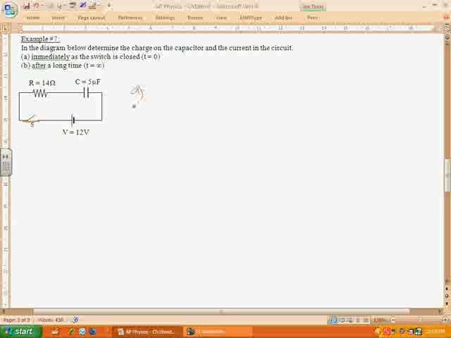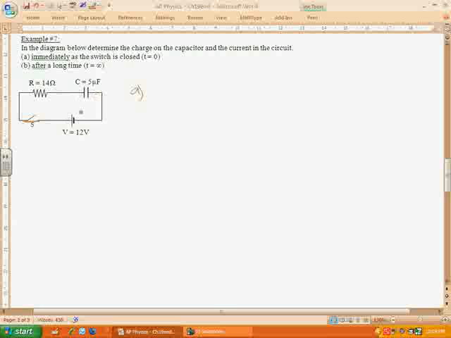So let's just start with A. Initially, when the switch is closed, the electrons start to flow. We go from this 12 volts to a potential of 0, right? That's why it's flowing, because there's 0 potential there. So it starts to move, and it'll continue to go as it charges up.